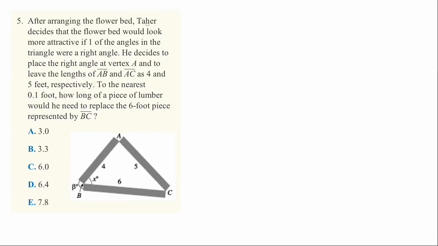After arranging the flower bed, Taher decides that the flower bed would look more attractive if one of the angles in the triangle were a right angle. He decides to place the right angle at vertex A, and he decides to leave the lengths of the line segment AB and the line segment AC at 4 and 5 feet respectively.